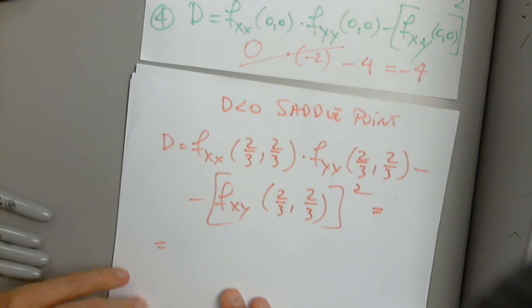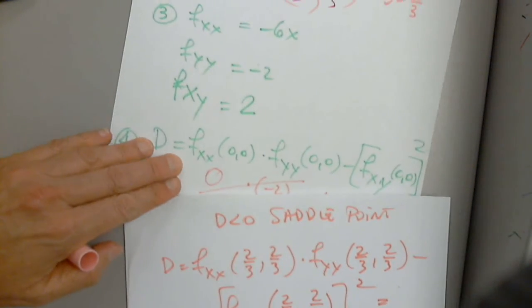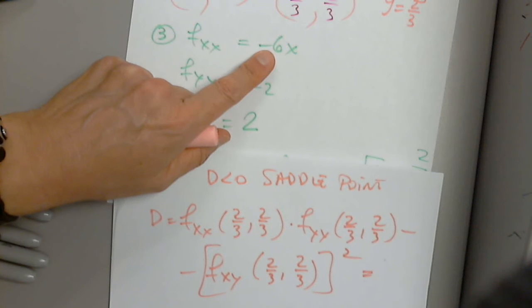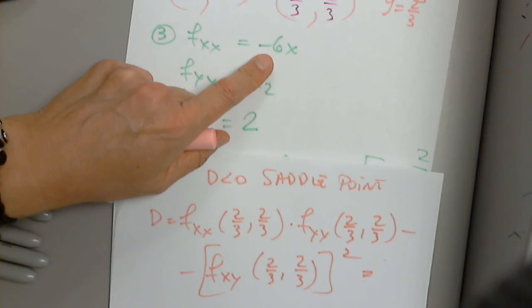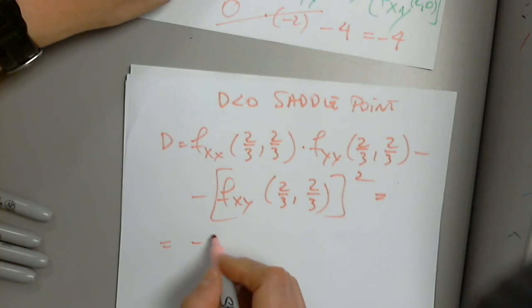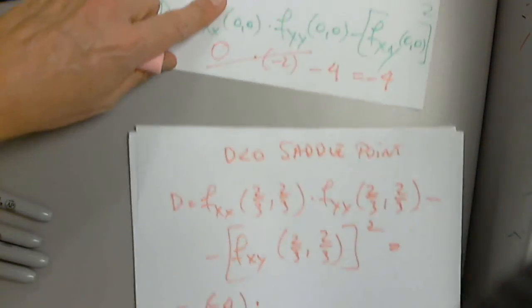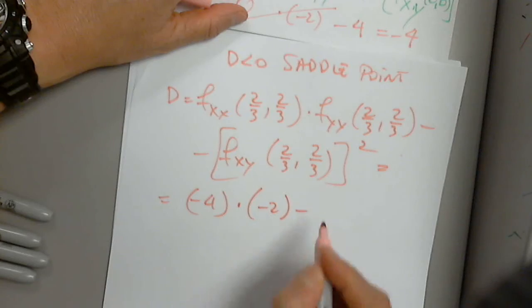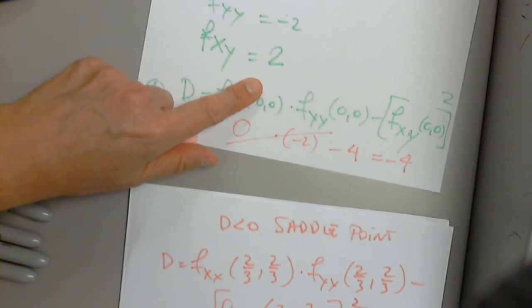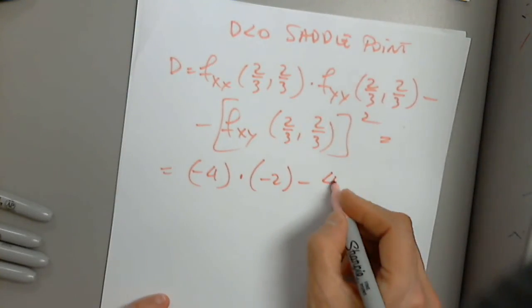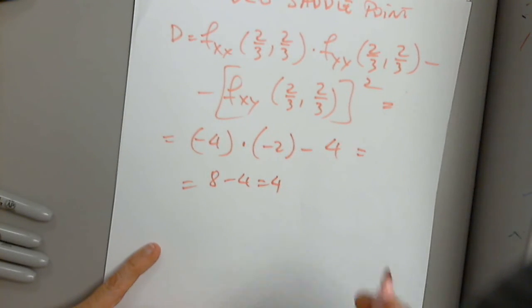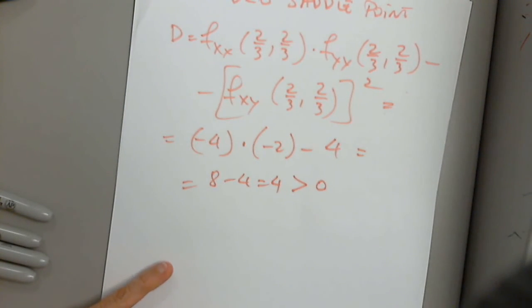Let's see what we get. So fxx when x is 2/3 is -4. So it would be -4 indeed, multiplied by fyy, which does not change no matter what, it's still -2, and the same thing with fxy, it doesn't change, so it's 4. So the answer is 8 minus 4, which is 4, a number greater than 0, which is good.